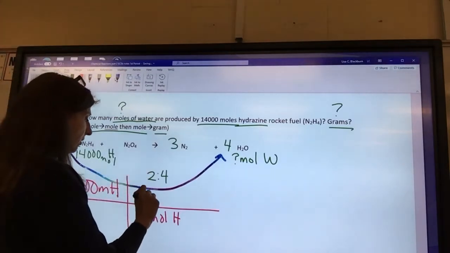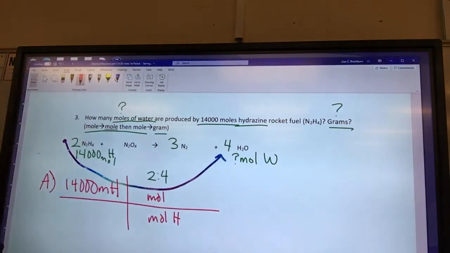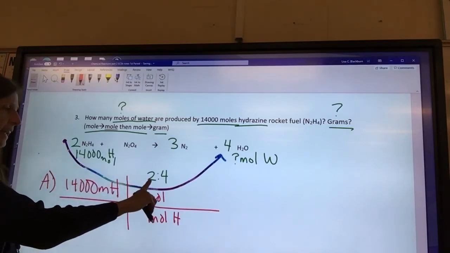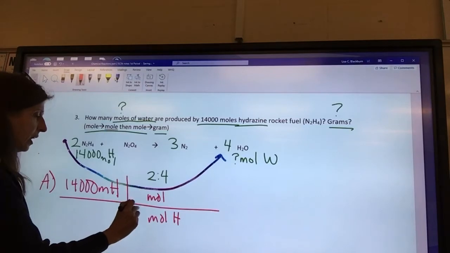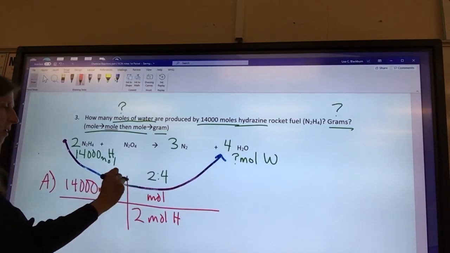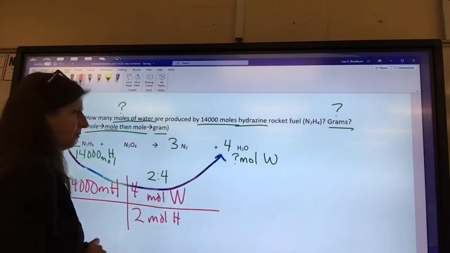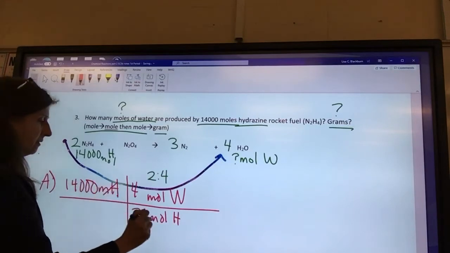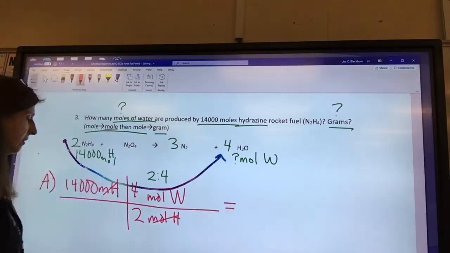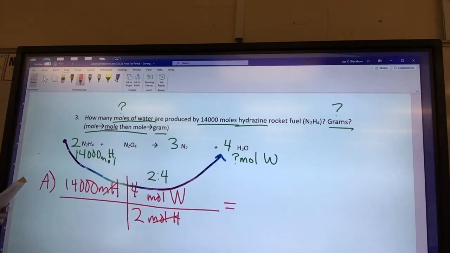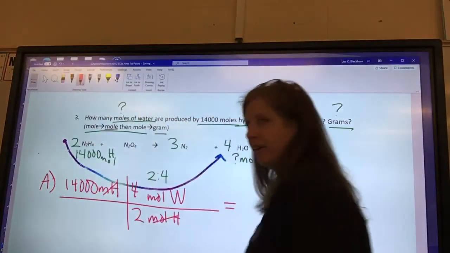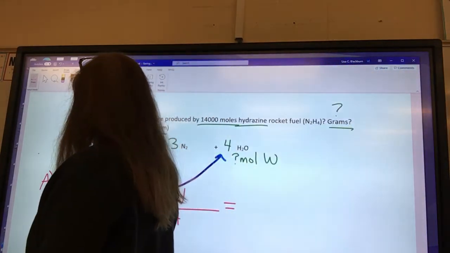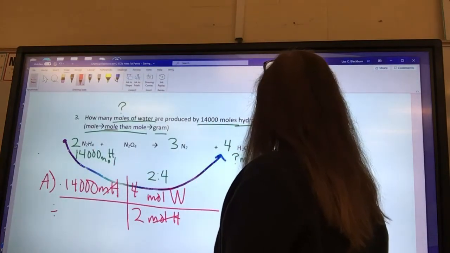Moles of. Okay, look at our circle. We went from moles of hydrazine to here. Oh, 2. So we're going to put a 2 here, and what goes here? A 4, and this is moles of water. What are we trying to get? So we're done. This is all we have to do. Oh, it's just 4 moles. So what's the answer going to be? We can do this one in our head. Multiplying the number on top, dividing the number on bottom, it's 28,000.